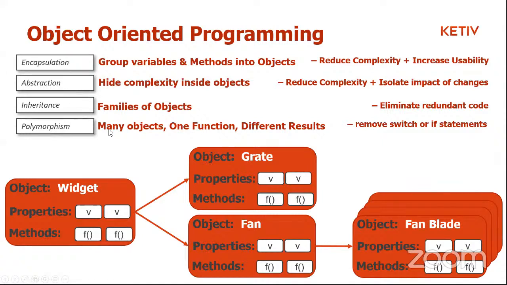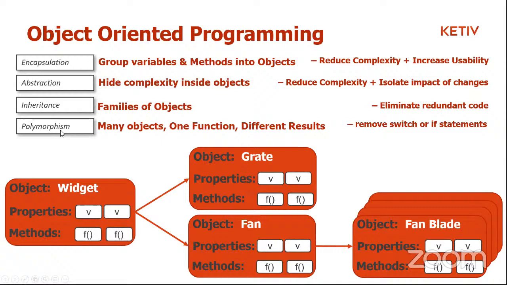Now, the next 2 we're not going to focus on as much because they're a little more advanced to implement. But inheritance, I like to think of it as a family of objects. Grate and fan are both parts. What if we had a part object that held all the shared functions and properties of grate and fan? So we didn't have to duplicate the code in between. As you can see, the benefit is it eliminates redundant code.